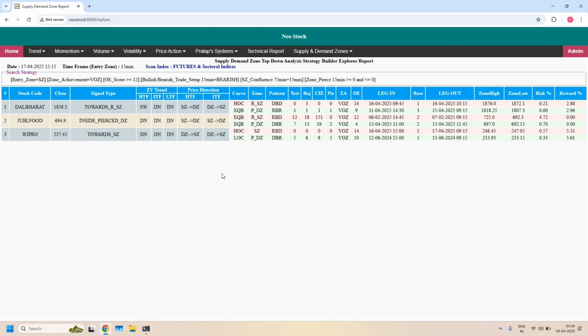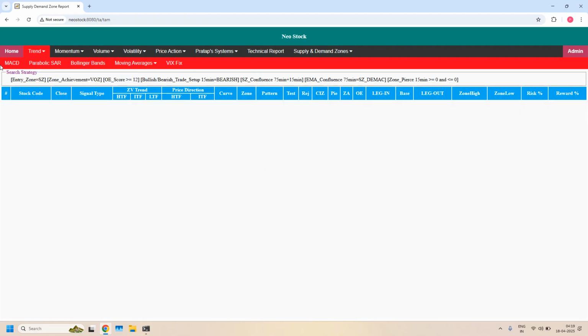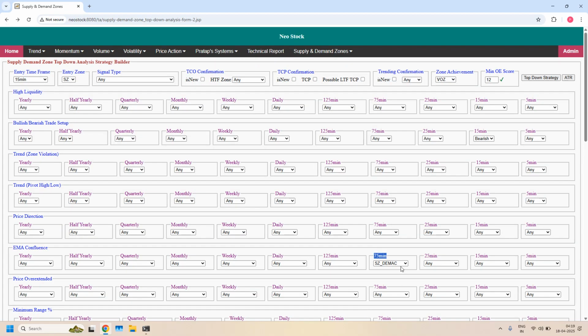Okay. Now with this filter, we need to look for any stocks with 75-minute supply zone having daily EMA confluence. So in the EMA confluence, 75 with daily EMA confluence. With this filter, no stocks are available. Perfect. Okay, now I am removing this filter.